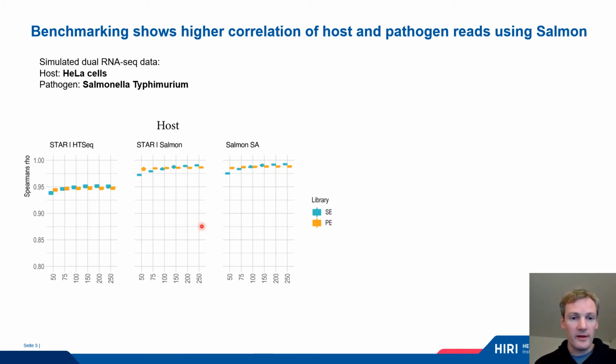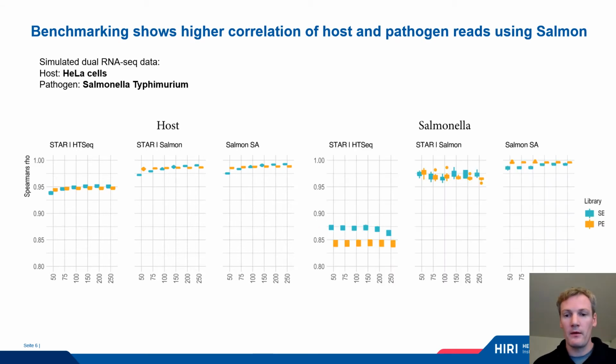For the host, we can see that both Salmon methods outperformed STAR and HT-seq with higher accuracy, and Salmon selective alignment was marginally better than STAR and Salmon combined. For the pathogen reads, we see more definition, particularly around Salmon selective alignment, which had more accuracy. And overall, we can see across the different read lengths and library types that Salmon was able to assign more host and pathogen reads with greater accuracy.